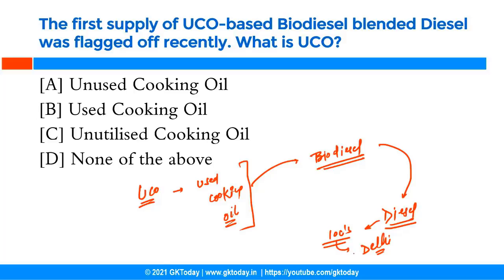Here are three components. First is used cooking oil. So this used cooking oil was utilized for making biodiesel, and then this biodiesel was blended with diesel, and the first supply of such diesel was flagged off recently by the Petroleum Minister Mr. Dharmendra Pradhan from the IOC terminal from New Delhi. What is IOC? It is Indian Oil Corporation.